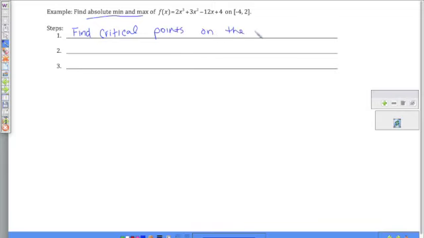So let's do that. So f prime of x is equal to 6x squared minus 6x minus 12. I want to know, where is the slope of the tangent line equal to 0? I'm going to take out a 6.